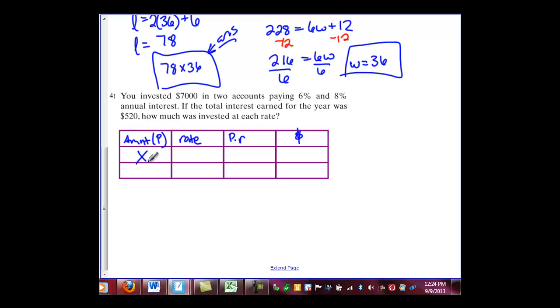So if I used X of my $7,000 at the 6% rate, what's left for the 8%? All right, we can do Y, but I'm going to make you think for a second and not use Y. Let's say, so here, we're going to have a side note.